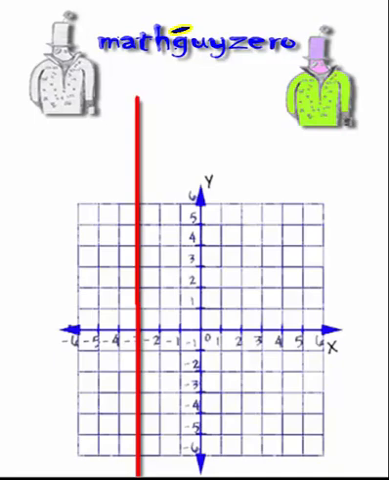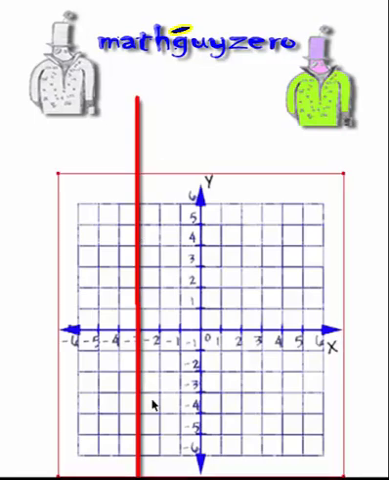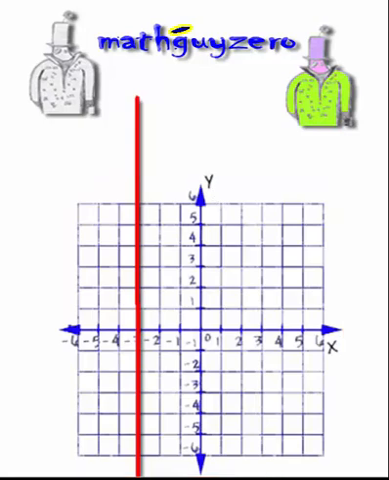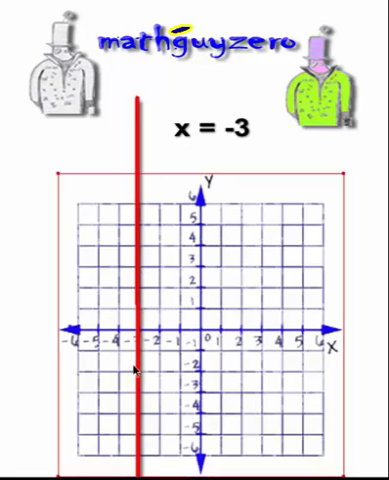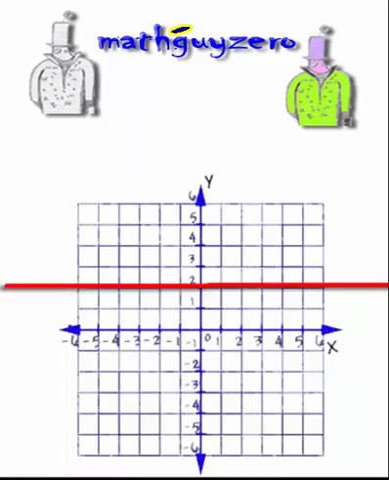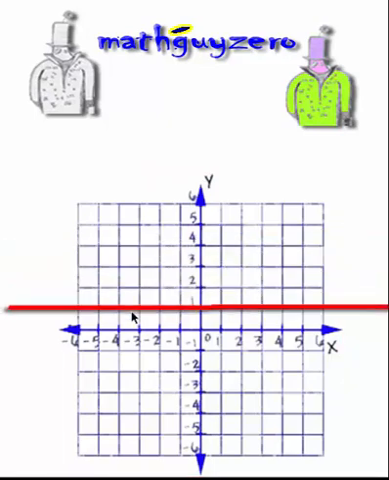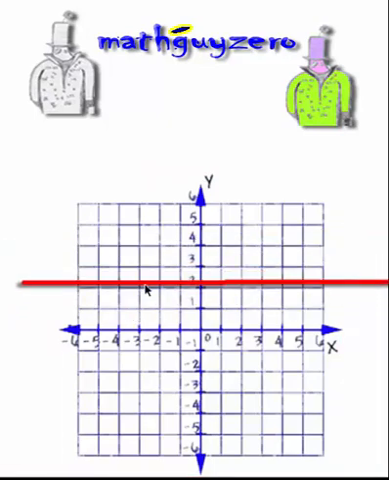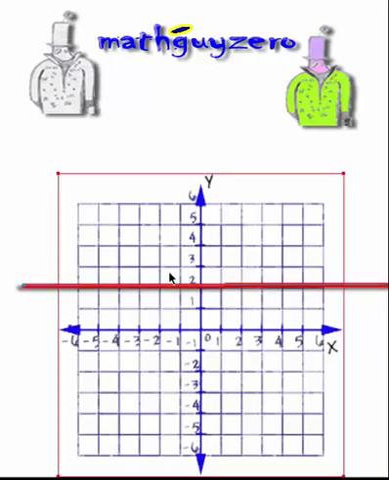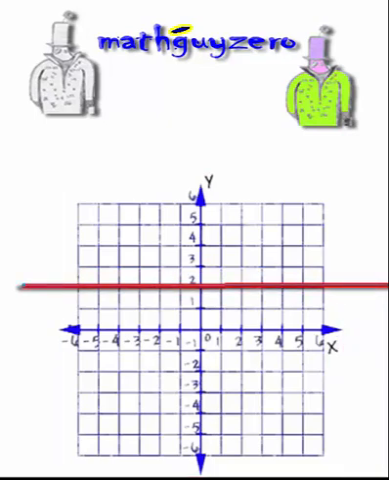A few things you need to remember: if you have a vertical line, you'll notice it never touches the y-axis. The equation of this line is simply x equals negative 3, the only point it hits on the x-axis. Conversely, if you have a horizontal line that goes through strictly one point on the y-axis, the equation of that line is simply whatever the y is. So y equals 2, and that's it.